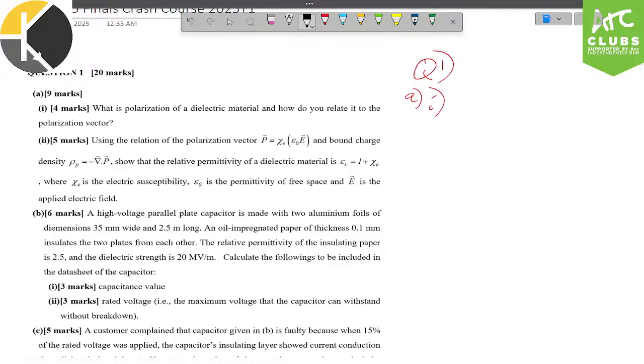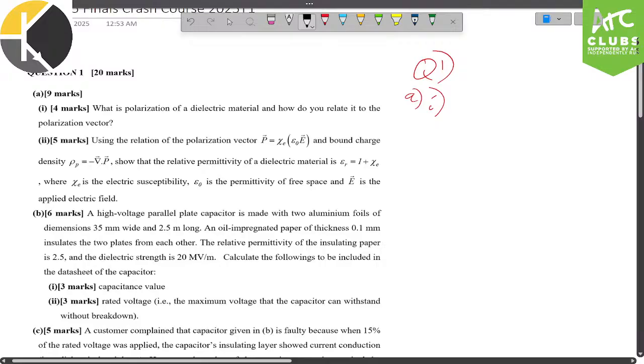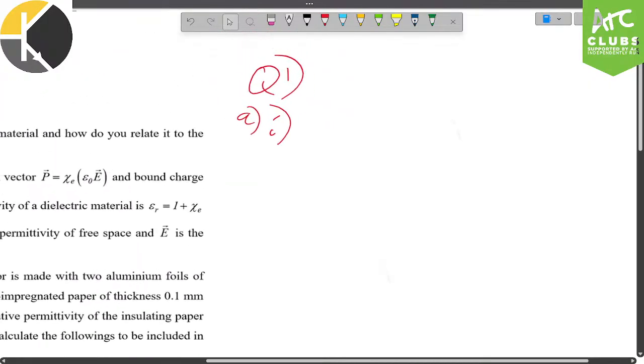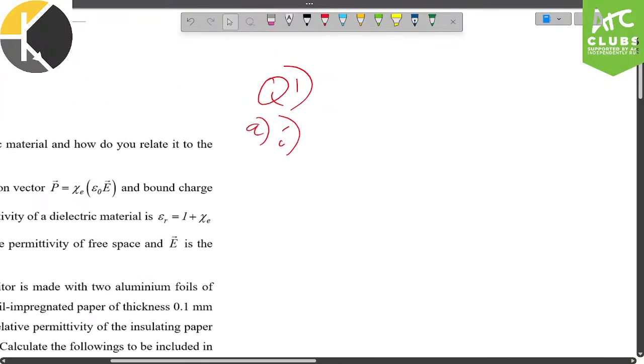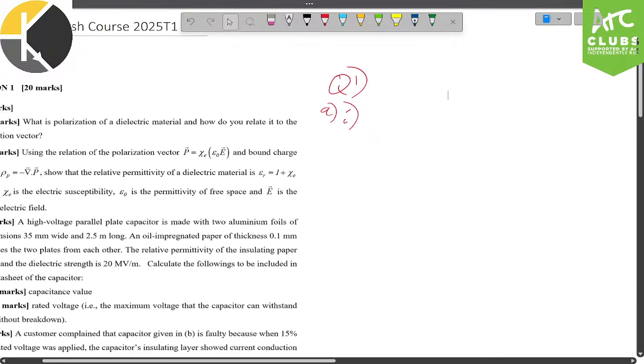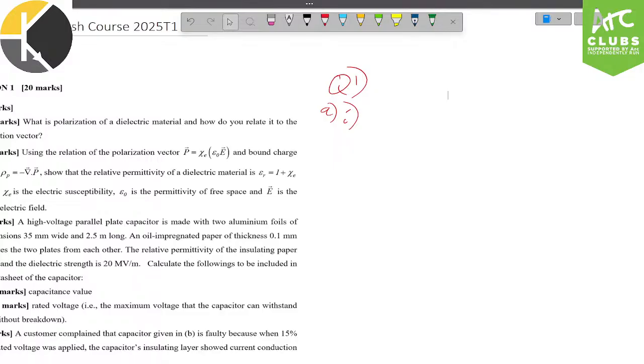We're going to define polarization of a dielectric material and how we relate that to the polarization vector. This was a question in our midterm, and the way that we want to think of it is very much from the fundamental: what is a dipole? What is it that makes it polarized? And then how does this move into the polarization vector?